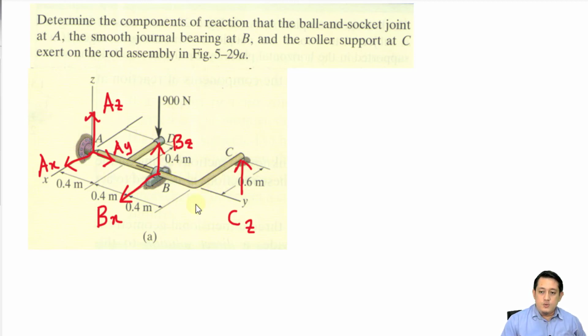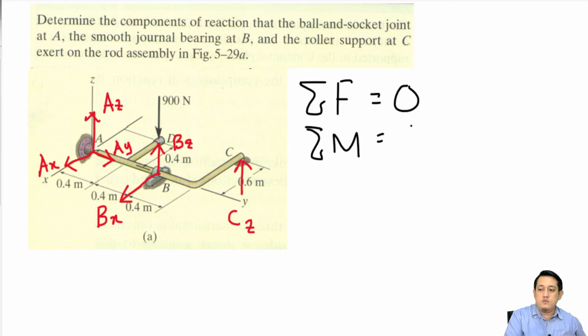If you refer to this situation here, this rod will be in equilibrium even though we apply 900 Newton of force downward at point D. Because it is in equilibrium, when we say equilibrium, we have total of force equals to 0, and we also have total of moment equals to 0. So this is the key point.